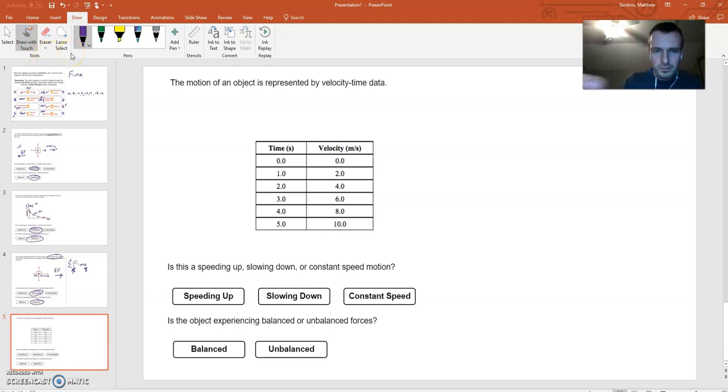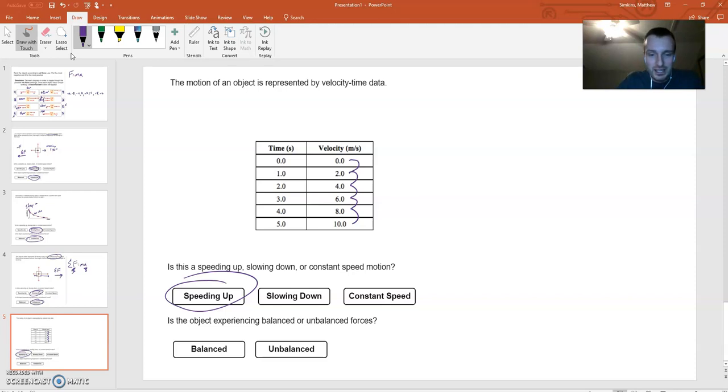But let's look at this one. All right. We have velocity. Now you notice my velocity changes by 2, and then by 2, and then by 2, and then by 2, and then by 2. But it is changing, right? So my velocity is increasing. Well, this one's easy. Are you speeding up? Well, my velocity is increasing, so I guess I'm speeding up, right?